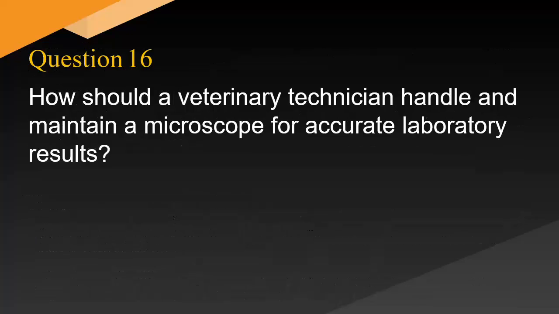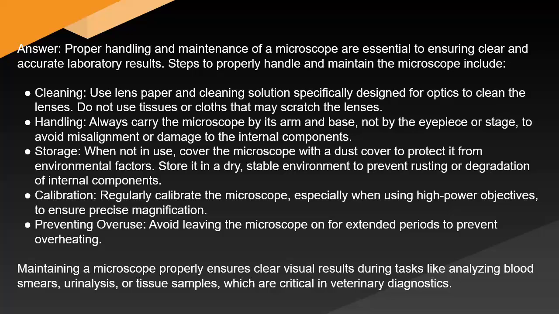How should a veterinary technician handle and maintain a microscope for accurate laboratory results? Answer: proper handling and maintenance of a microscope are essential to ensuring clear and accurate laboratory results. Steps to properly handle and maintain the microscope include cleaning: use lens paper and cleaning solutions specifically designed for optics to clean the lenses. Do not use tissues or cloths that may scratch the lenses. Handling: always carry the microscope by its arm and base, not by the eyepiece or stage, to avoid misalignment or damage to the internal components.